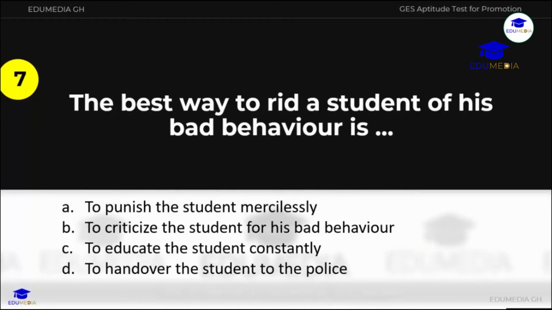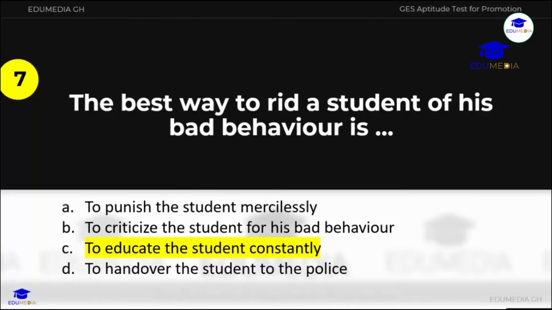Question number 7. The best way to rid a student of his bad behavior is A. To punish the student mercilessly. B. To criticize the student for his bad behavior. C. To educate the student constantly. And D. To hand over the student to the police. The correct answer is C. To educate the student constantly.